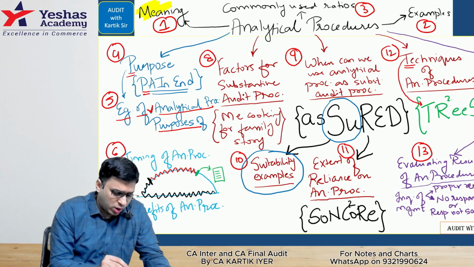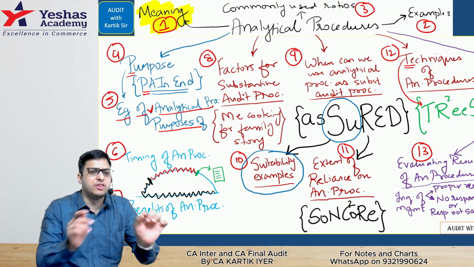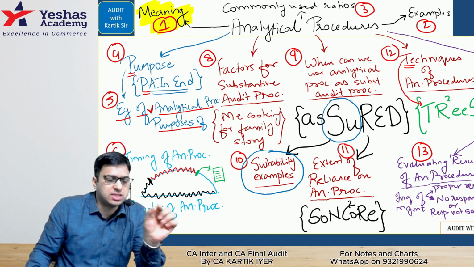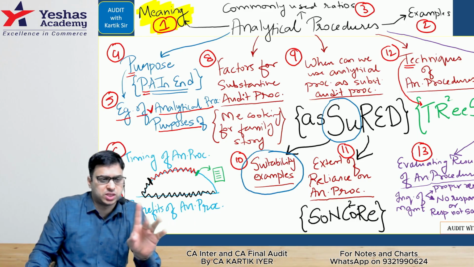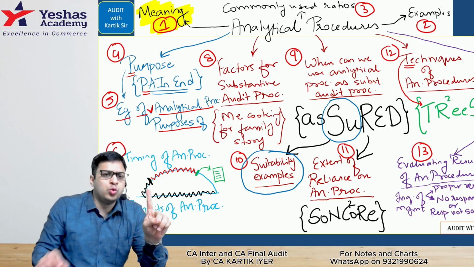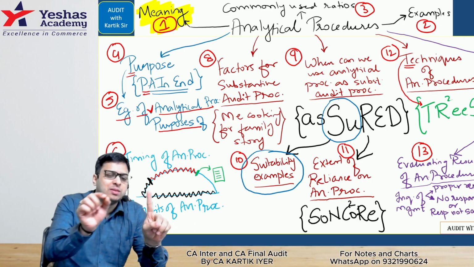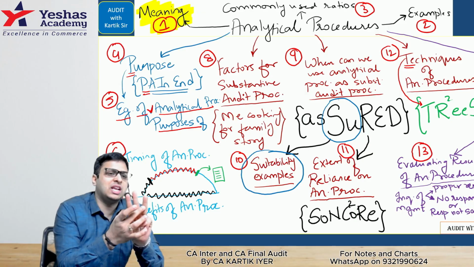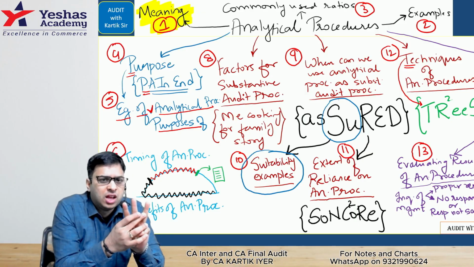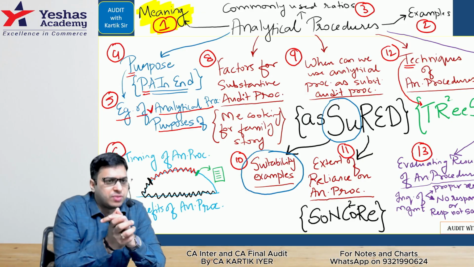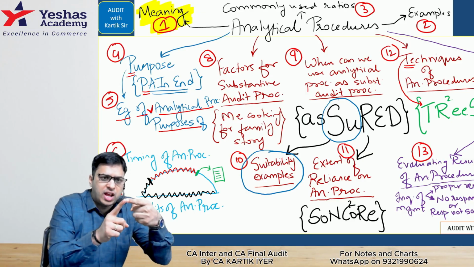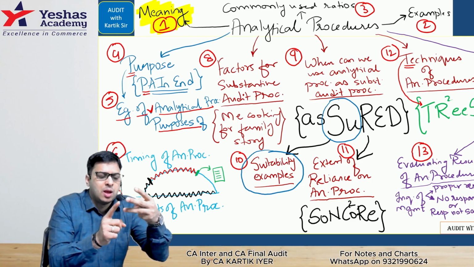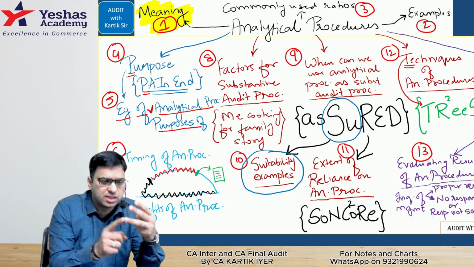First, meaning of analytical procedures. What is analytical procedures? You have to divide the definition always into three parts. As per SA 520, analytical procedures is evaluation of financial information through analysis of plausible, means sensible, relationships between what? Between financial and non-financial data. That is the breakup of the definition. Evaluation of financial information through analysis of plausible relationships between financial and non-financial data. That is the definition here.